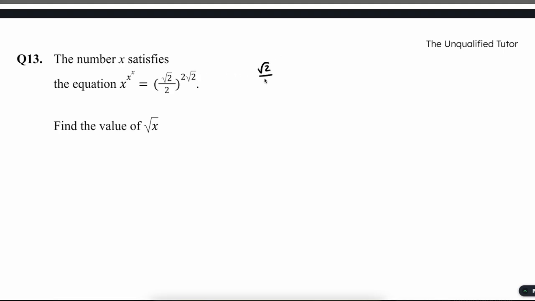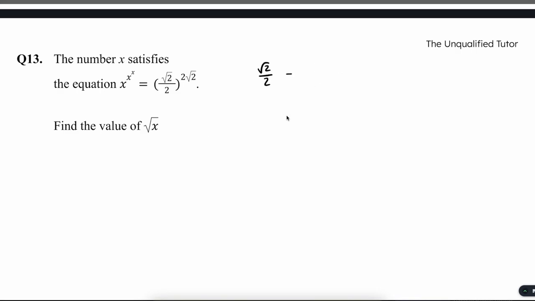So let's do 2 root 2, and we could turn this into a power tower. 2 root 2 equals 1 over root 2, which is 2 to the minus a half. So we could get 2 to the minus a half to the power of 2 root 2, which is a power tower. But I want to take this all into integers.